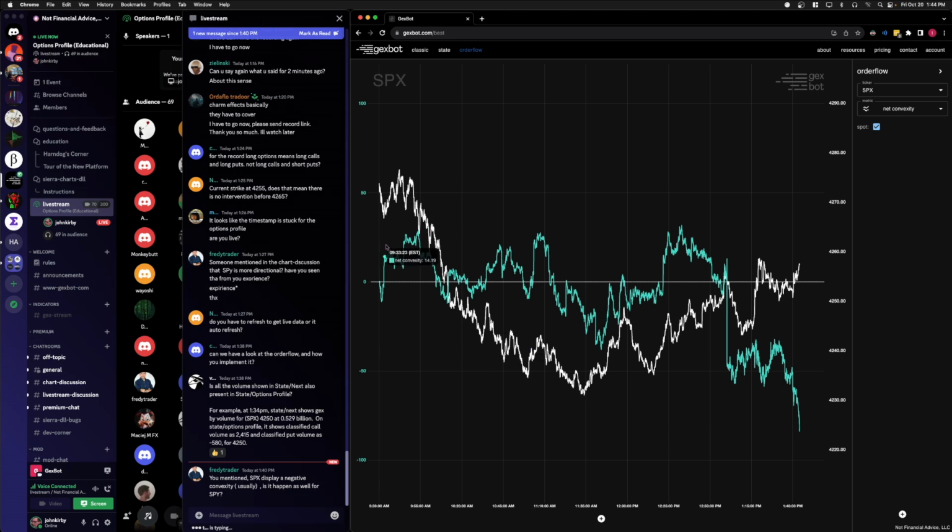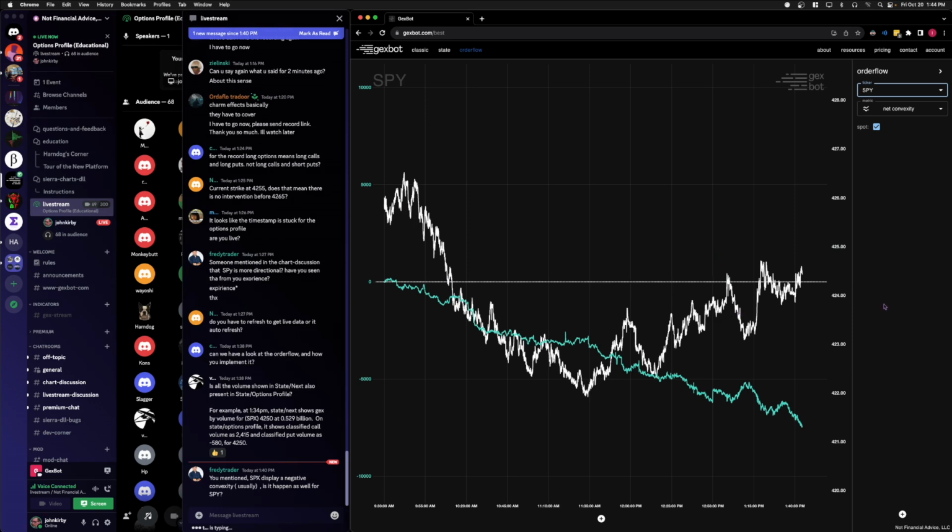But if we see net convexity be above zero on SPX, that to me is a pretty bearish sign. That does not make me warm and fuzzy about the market. Let's switch over to SPY since you're asking about that. And net convexity on SPY.